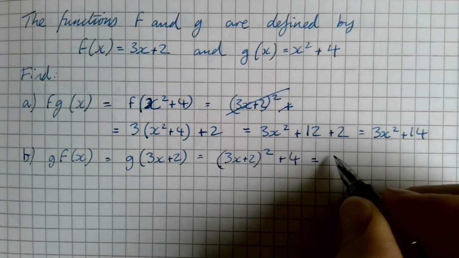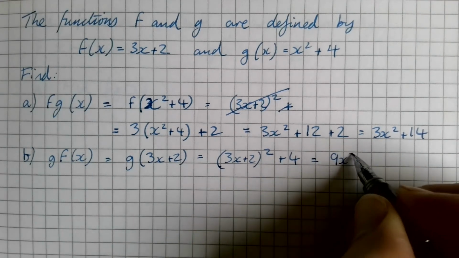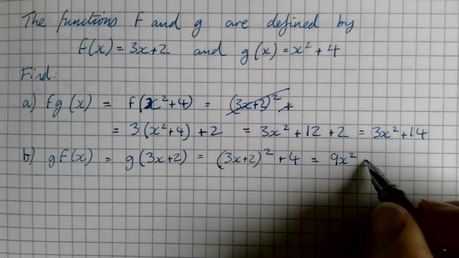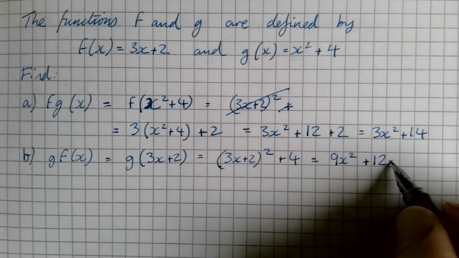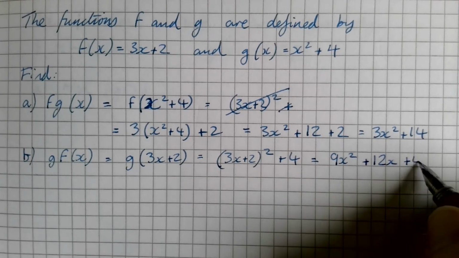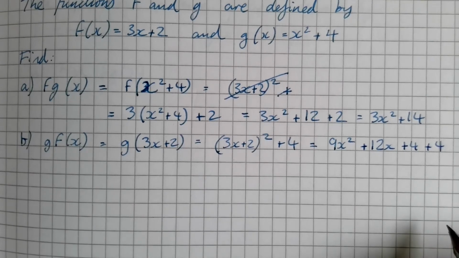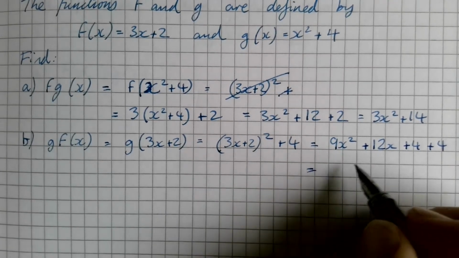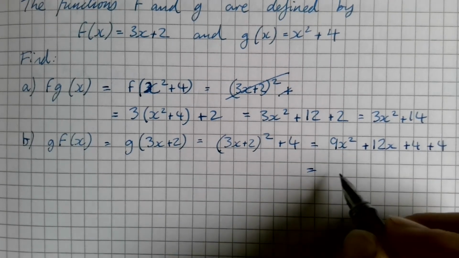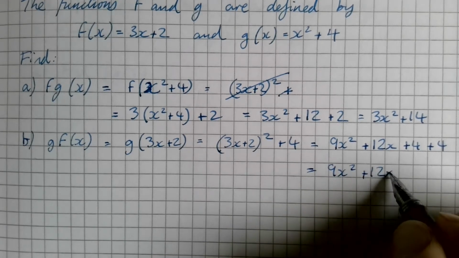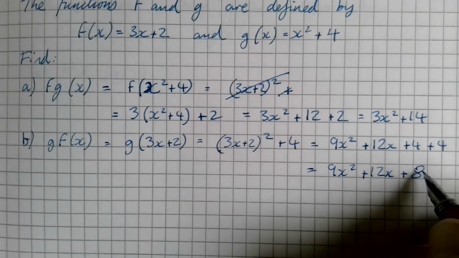3x times 3x is going to be 9x squared. You're then going to have two lots of 6x, so that will be plus 12x, and 2 times 2 is 4, and then adding 4 to that. And if we simplify that just by adding those 4's together, we get 9x squared plus 12x plus 8.